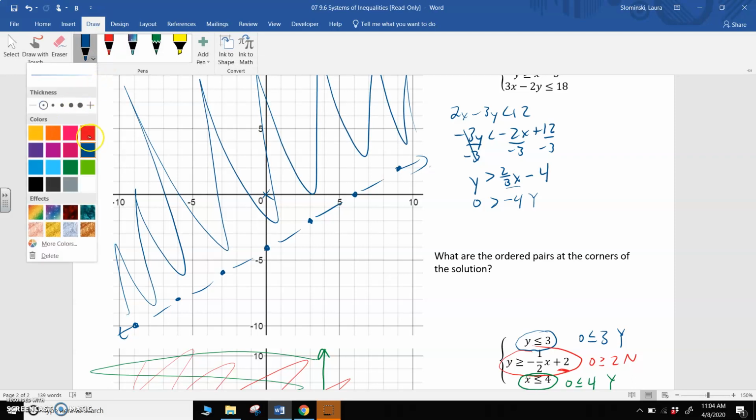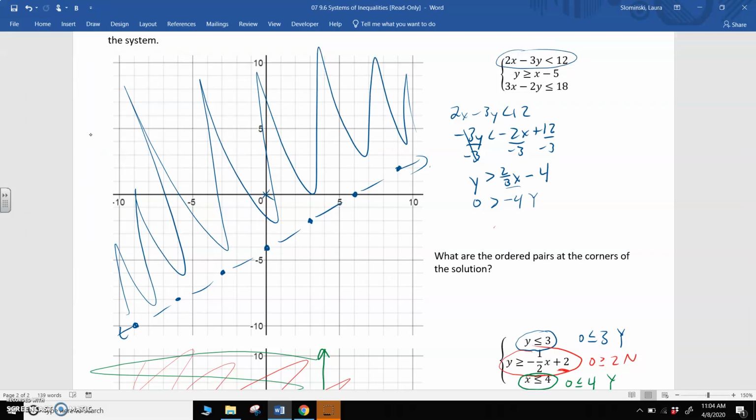Switch colors. For my red line, I'm going to graph this one. That one's nice because it's already in slope-intercept form. So I'm going to plot a point at -5. And then my slope, there isn't one, so it means it's 1. So I rise 1, run 1. This one's going to be a critical point potentially.